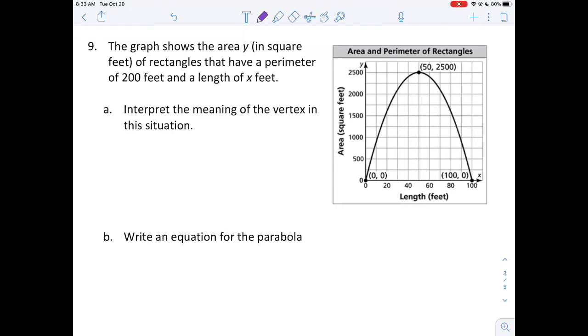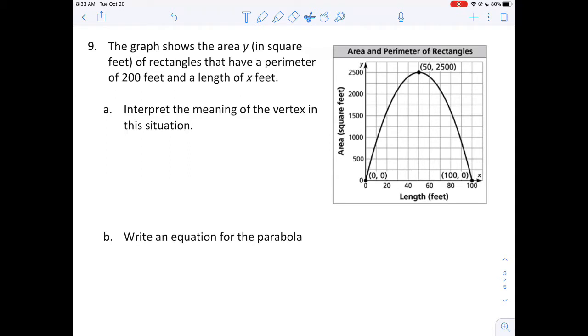Let's look at one more problem. The graph shown here displays the area y in square feet of rectangles that have a perimeter of 200 feet and a length of x. So we're talking length times width, and as our length increases, our width would have to decrease to keep a constant value of 200 feet for a perimeter. And you can see that our area is a parabola.